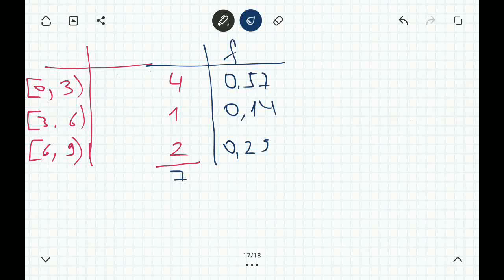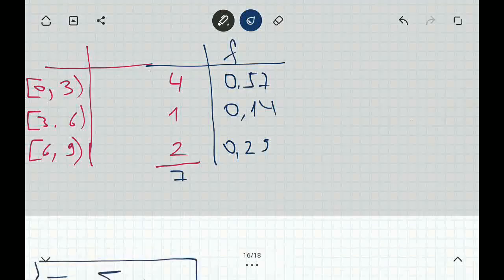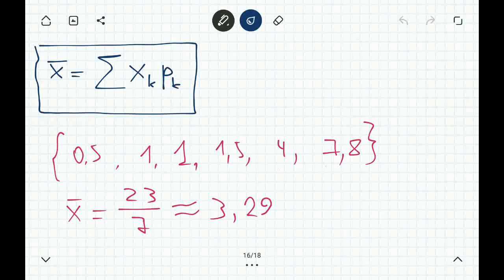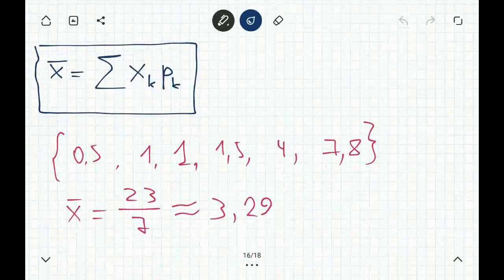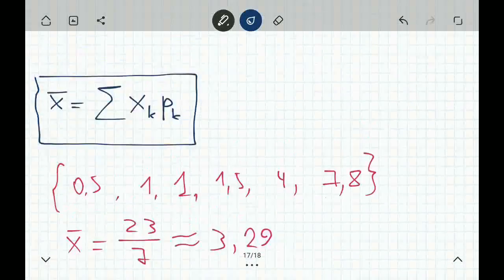So what do I do here? How do I calculate my mean value? Well, first thing, we don't know which 4 numbers are there in this interval. And if we have no way of finding out the exact numbers, then we will have to approximate. Here, of course, we have the data itself, and we can say, hey, what are you talking about? We know that they are 0.5, 1, 1, and 1.5. But let's pretend that we don't know this data. We only have this table.